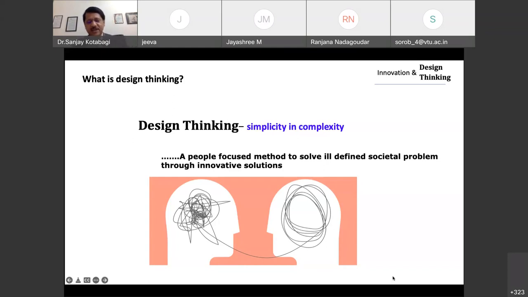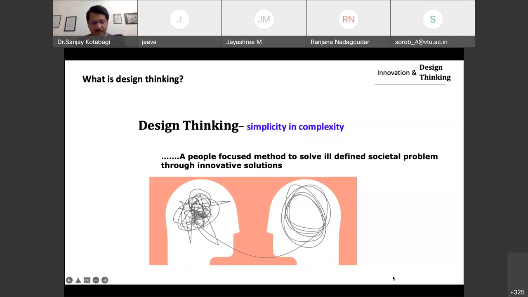Try to understand. Every word which is written here really conveys some meaning. Design thinking is a people-focused method used to solve ill-defined problems. That means they are not structured. If you know your problem well, 80% of the problem is solved. But here it is ill-defined, it's open-ended. I need to unlayer the problem and get clarity on where exactly I need to focus, right?